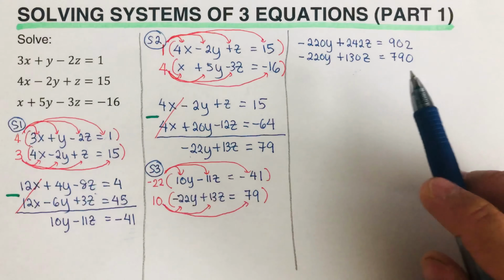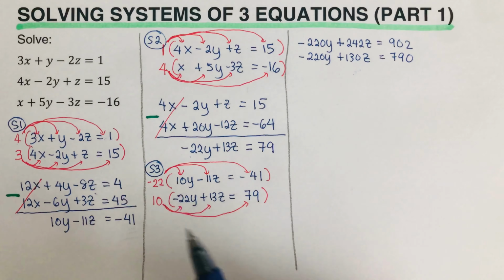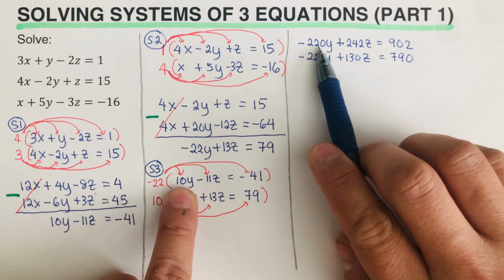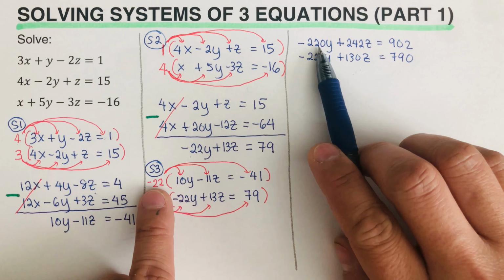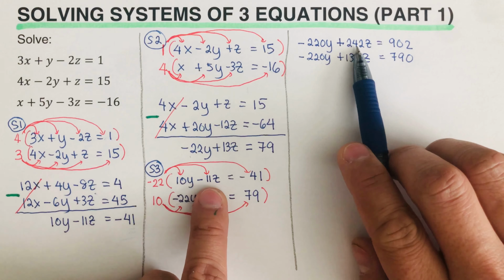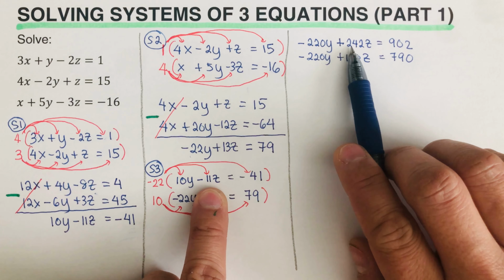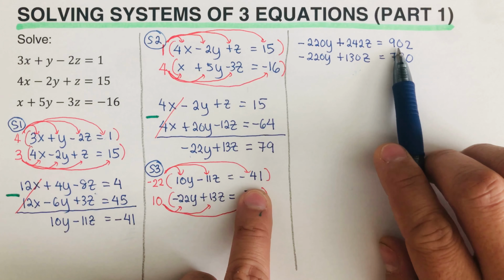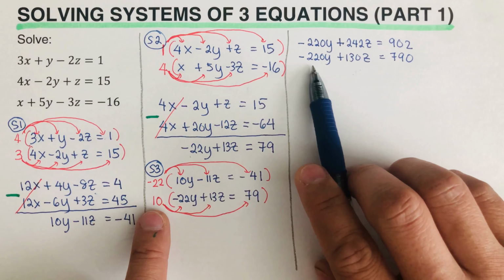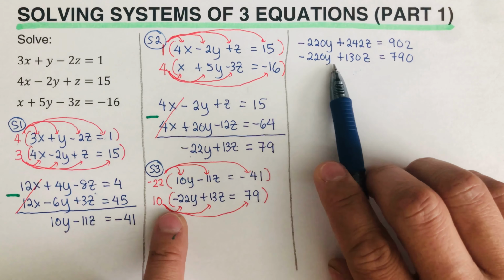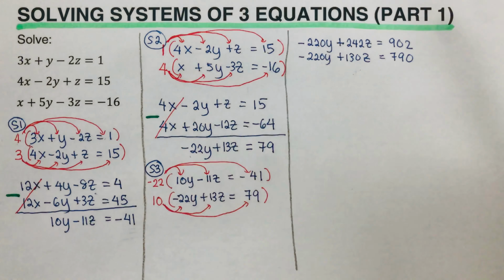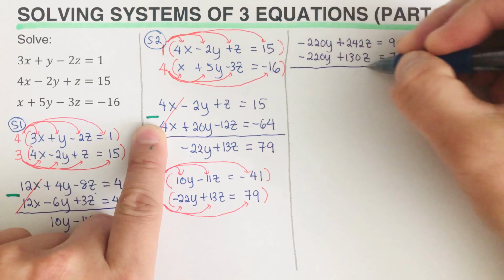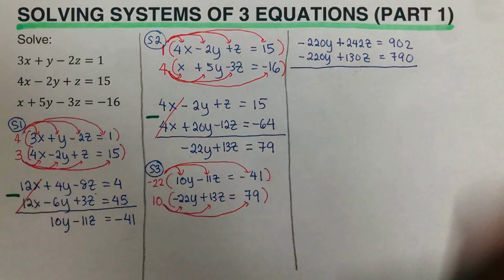Okay. So what I did here was I distributed the negative 22 times 10y, that is negative 220y. Negative 22 times negative 11z is positive 242z. Negative 22 times negative 41 is positive 902. And I did the rest of the other second equation right here. And so what we are going to do next is pretty much the same thing as this. We always have to subtract these two. So we are going to minus this.